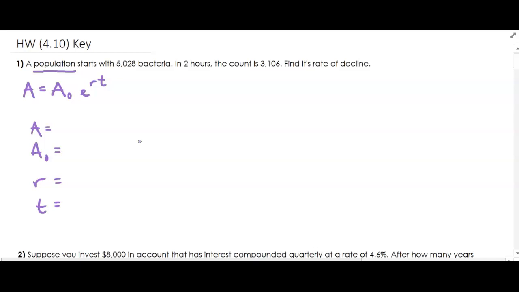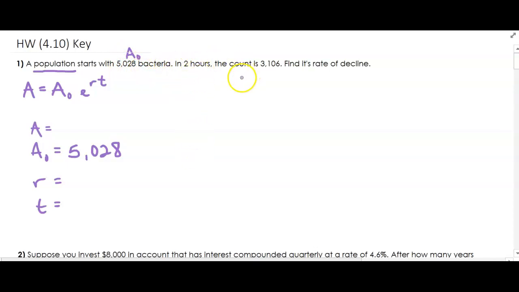And so the first thing we need to do, obviously, is figure out where the numbers that we are given fit into our equation. If our population starts with 5,028 bacteria, that's going to be our initial value, which is A sub 0. If it helps you to define your variables, set them up like I do on the side here before you plug them in. Or you can annotate the actual problem, A sub 0 right above that number, so you know exactly where to plug it in.